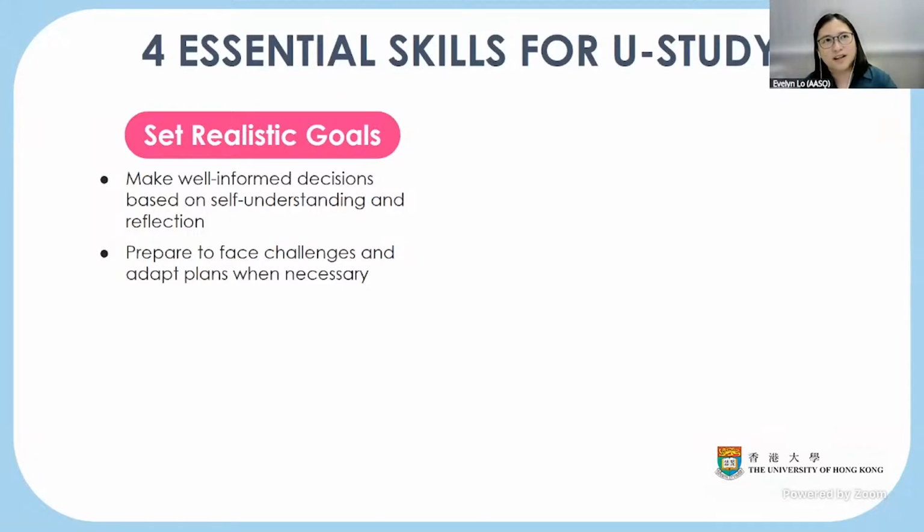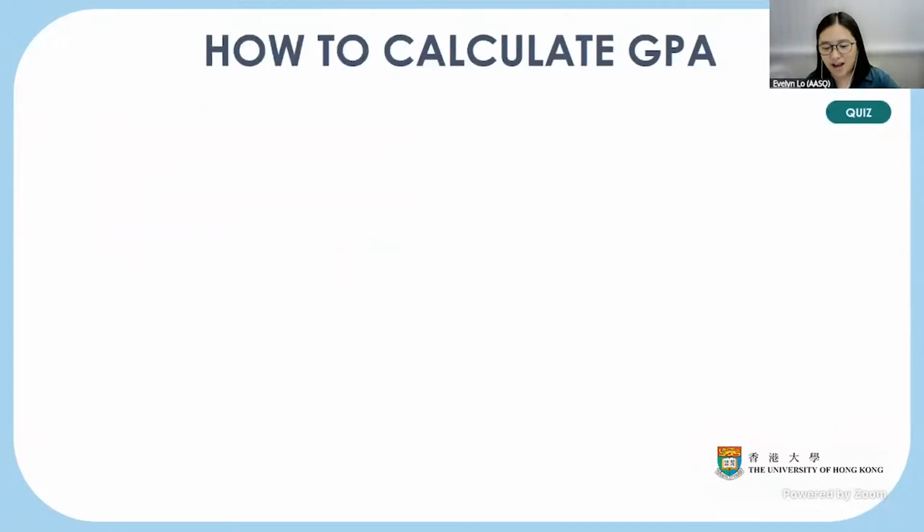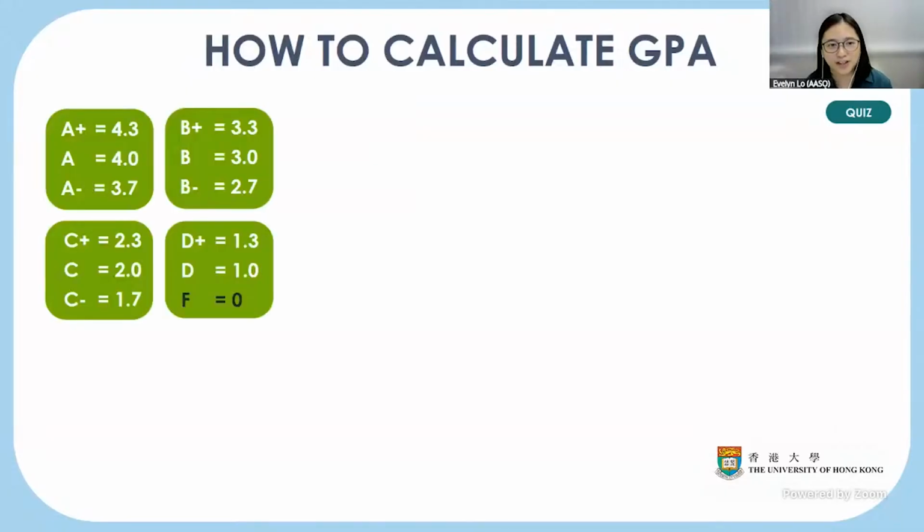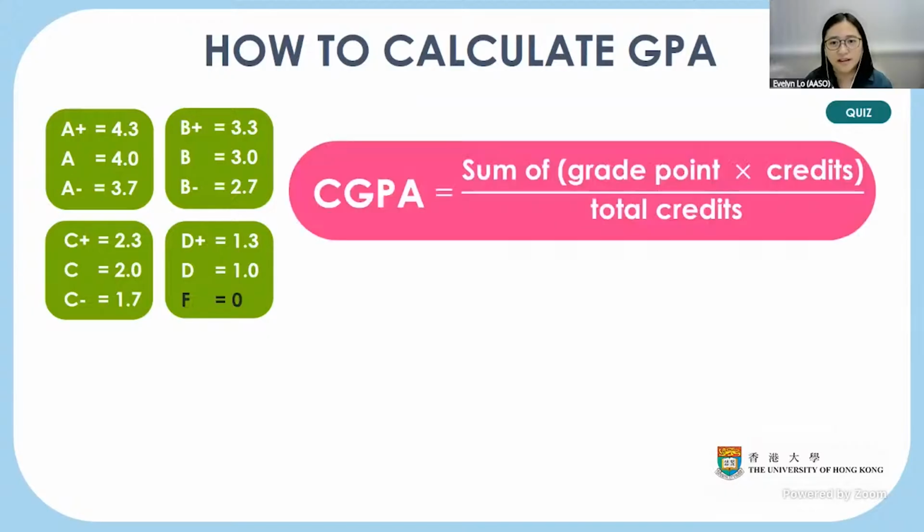When we talk about how to measure how successfully you do in university, of course, you will have to calculate GPA. Do you know how to calculate that? So basically, GPA is grade point average. It is changing your letter grades into scores. And then basically the CGPA is calculated by the sum of grade points times credits over total credits. Let's see if you do understand.